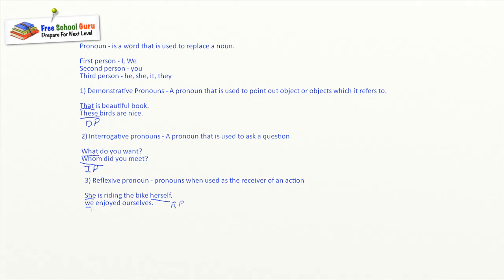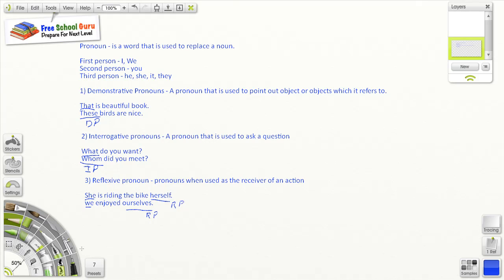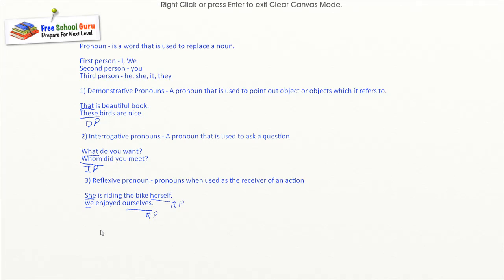We enjoyed ourselves. We is a pronoun. And when we say we enjoyed ourselves, the action is being enjoyed and ourselves becomes reflexive pronoun. Simple to understand? Yes. It's very easy to identify reflexive pronouns in a sentence. Okay? Let's look at the next one now. So far we learned about 3 types of pronoun. Let's look at the next one.